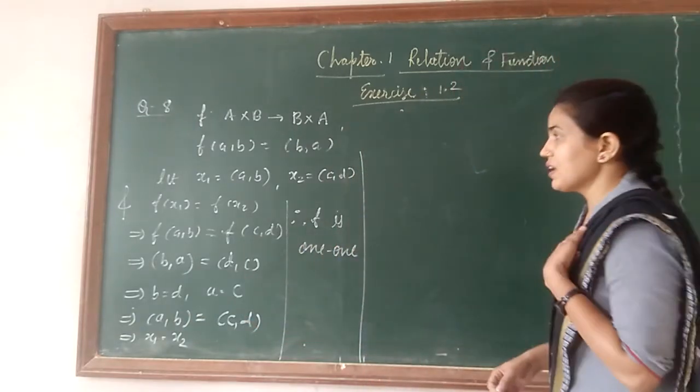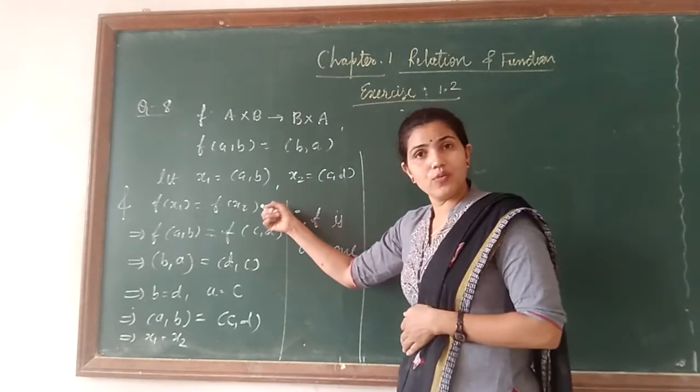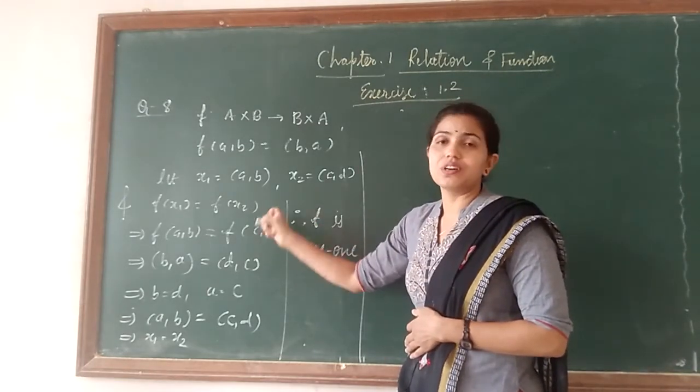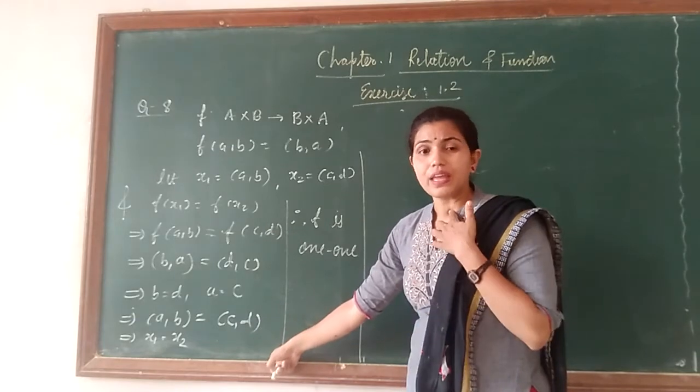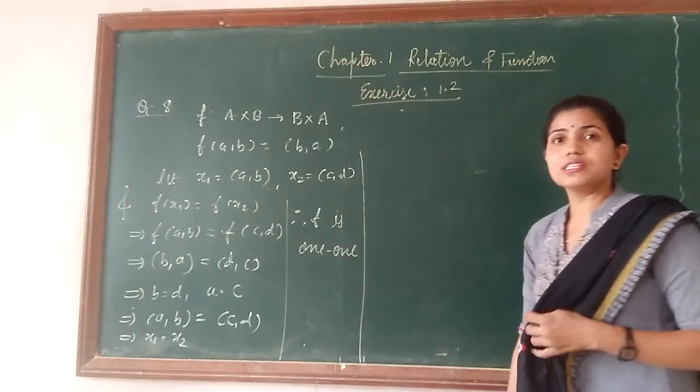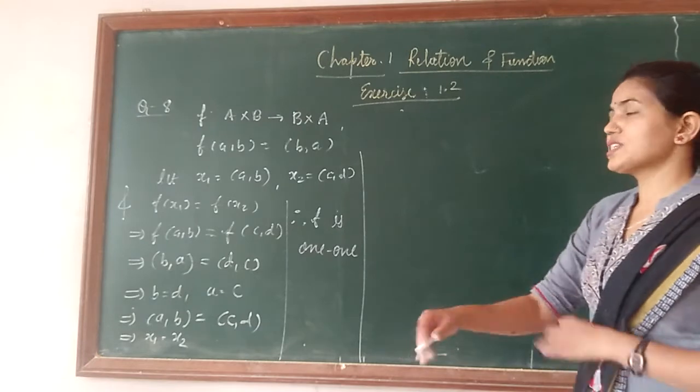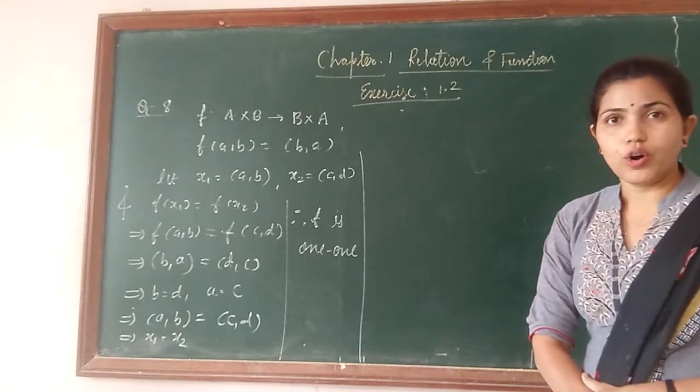So what is our definition we are getting? That if f of x1 is equal to f of x2, then x1 is equal to x2. And therefore the function is 1-1. So the 1-1 part is proved. Now next is the onto.